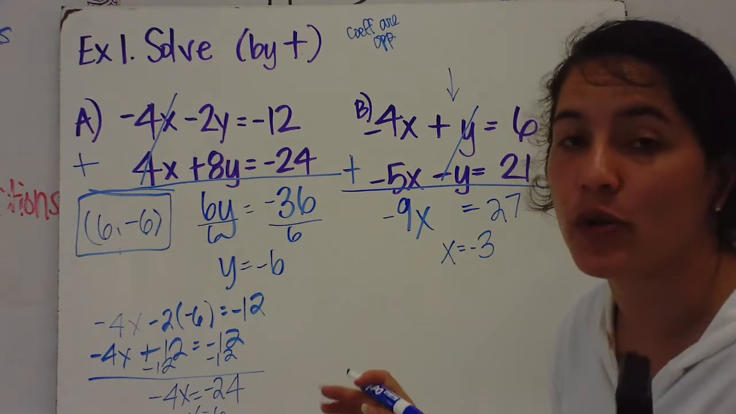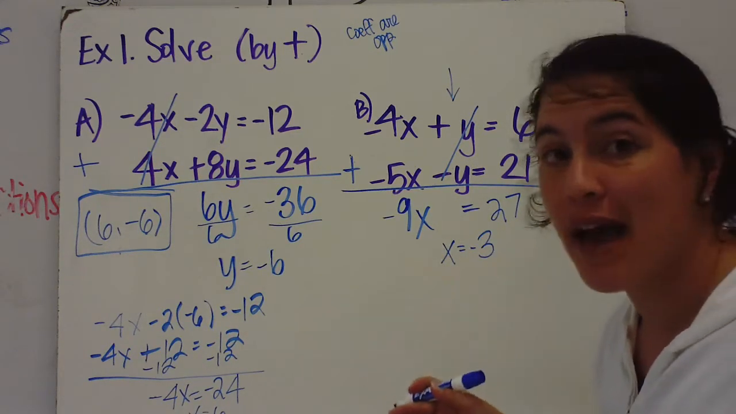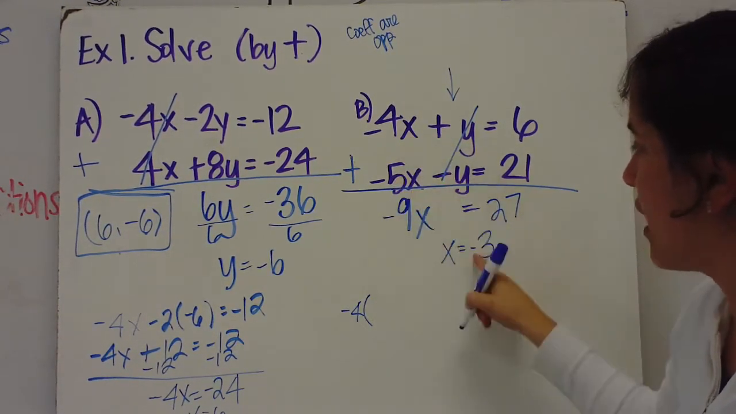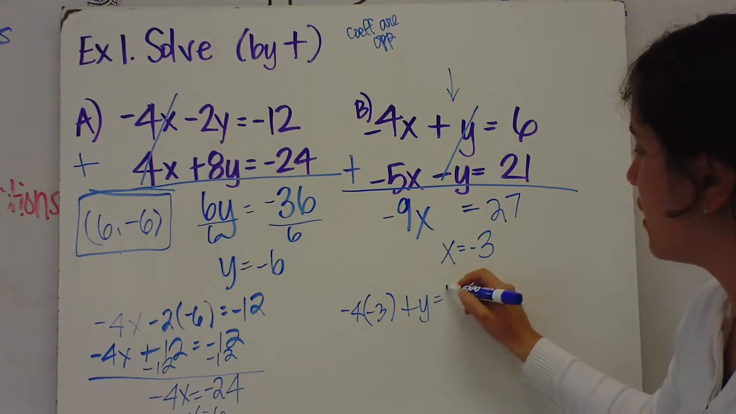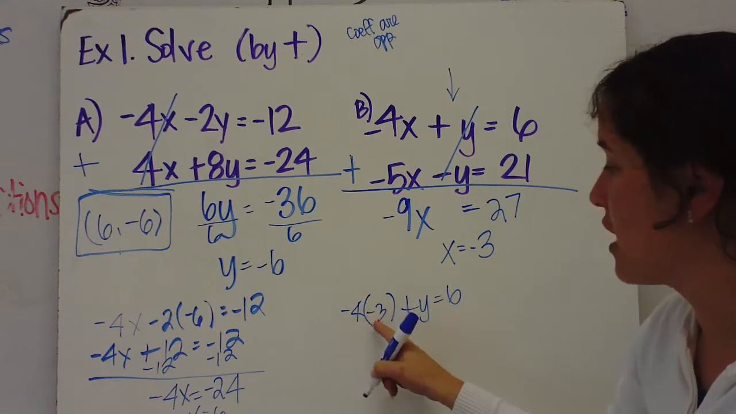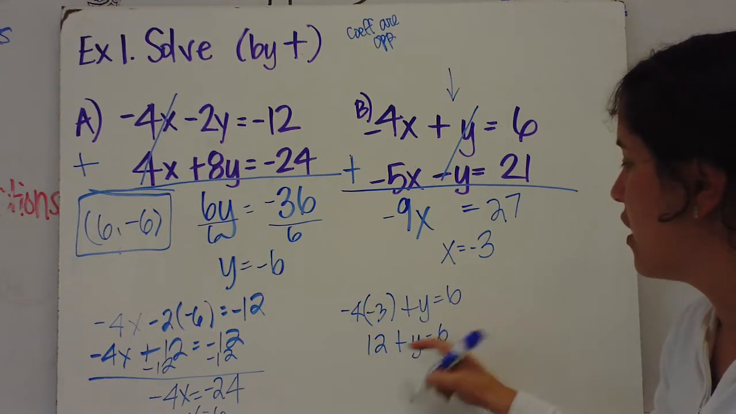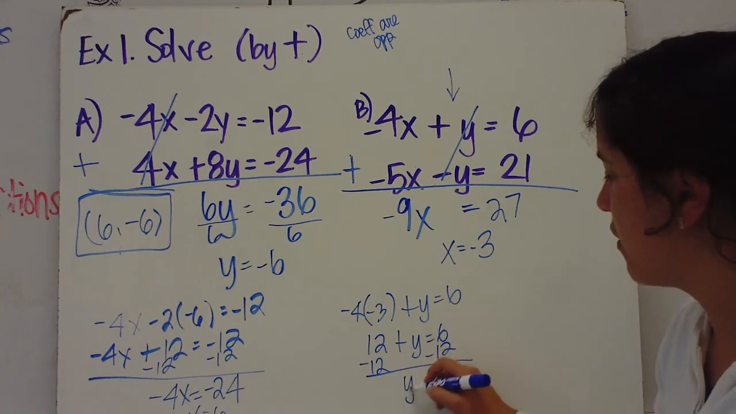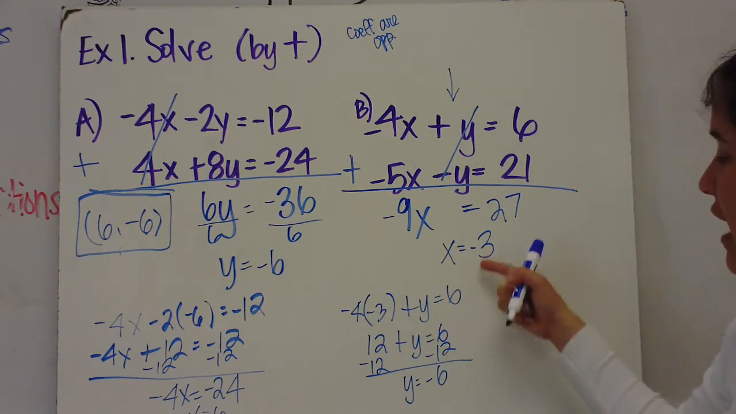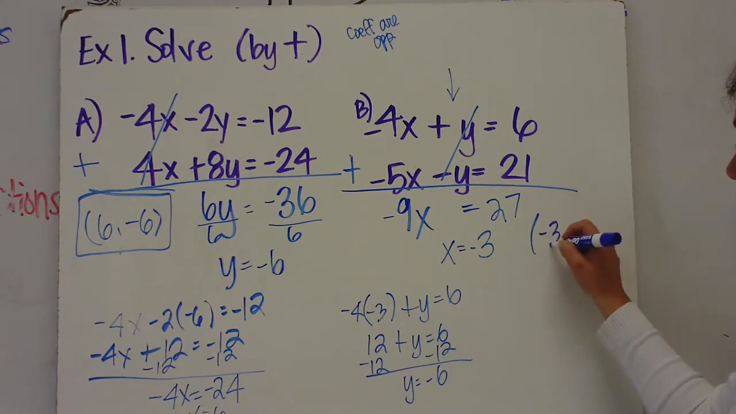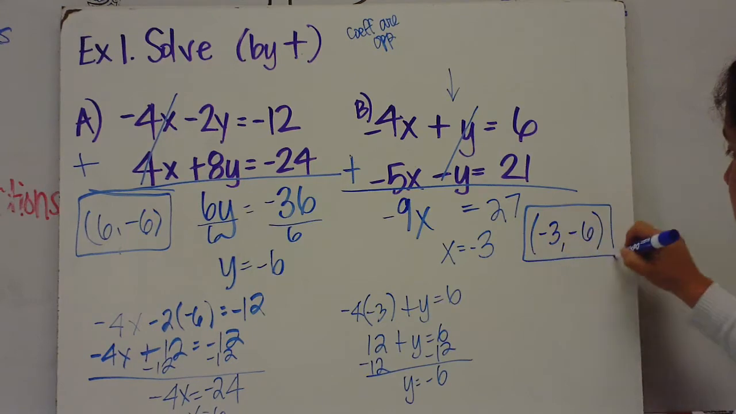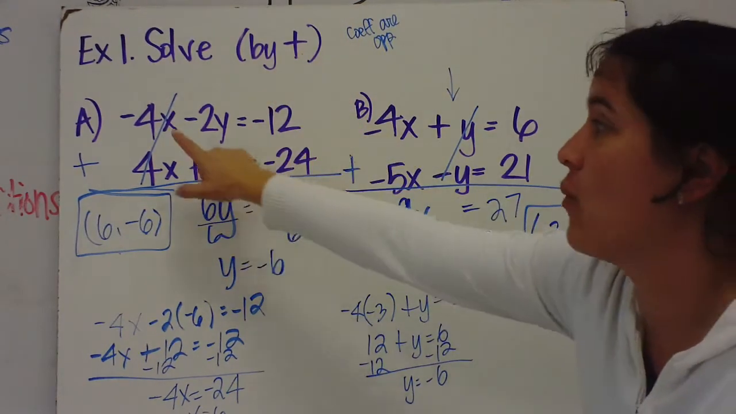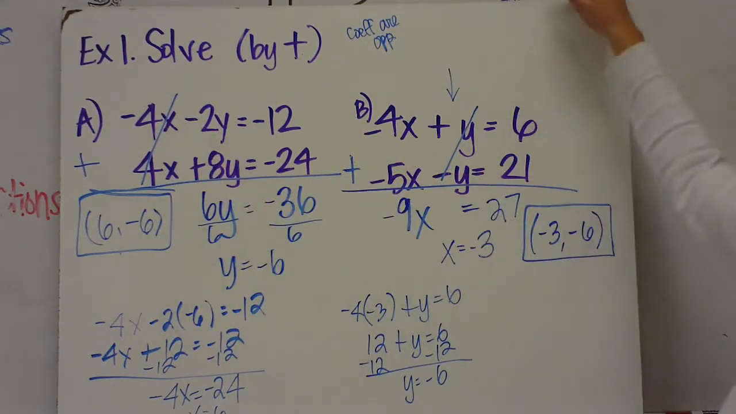Now I need to find the y value. So I'm going to plug it back into my equation. And it doesn't matter which equation you use. I'm going to just use the top one. -4 times x. So x is -3 plus y equals 6. -4 times -3 is 12. 12 plus what equals 6? So I would subtract 12 on both sides, and y equals -6. Now I have an x value and a y value, so my solution is (-3, -6). And this was solving by elimination, adding, and the reason you add is because you see that one coefficient is positive and one is negative. Positive, negative.